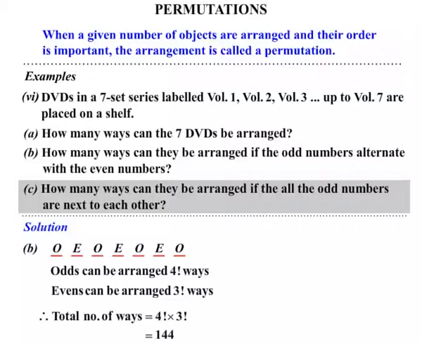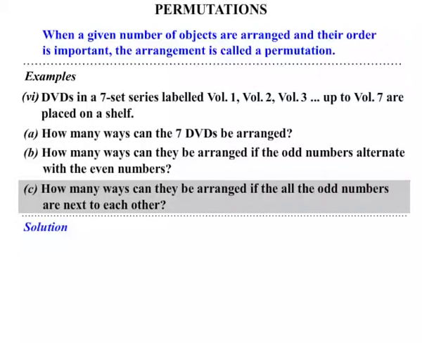Part C, how many ways can they be arranged if all the odd numbers are next to each other? Right, again, a little diagram will help out. We might have all the odds together, and then the 3 evens. Or we could have an even, then the 4 odds, then the 2 evens.